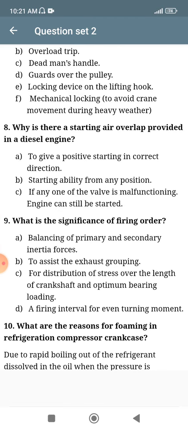Why is a starting air overlap provided in a diesel engine? To give positive starting in the correct direction, starting ability from any position, and if one of the valves is malfunctioning, the engine can still be started.